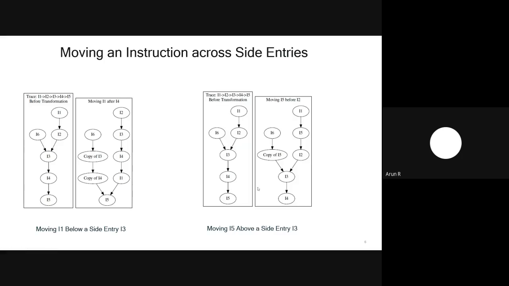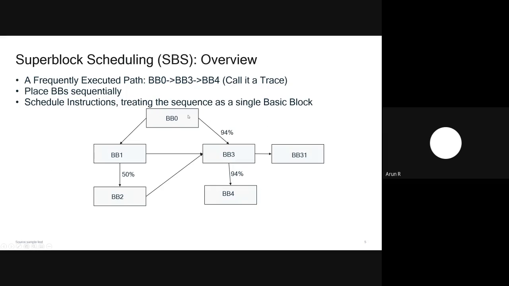By side entry, I mean, for instance, in this trace BB0, BB3, and BB4, we call BB0 the entry of the superblock or entry of the trace, and BB4 the exit of the trace. So BB3 is a side entry because we have incoming edges from basic blocks like BB1 and BB2 that are not part of the trace. So therefore BB3 is a side entry. It is also a side exit because we can exit from BB3 to out of the trace.